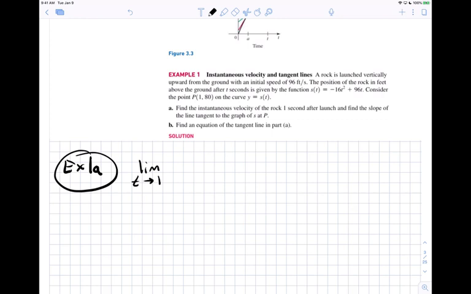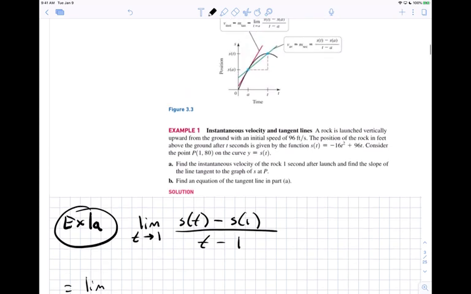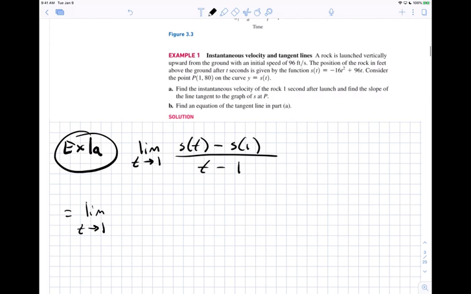It's going to be s of t minus s of 1 over t minus 1. All right, so we just need to evaluate this limit. So this is going to be the limit as t approaches 1 of, now what is s of t? Here it is. S of t is negative 16t squared plus 96t minus s of 1, which is going to be negative 16 times 1 squared plus 96 times 1, divided by t minus 1.